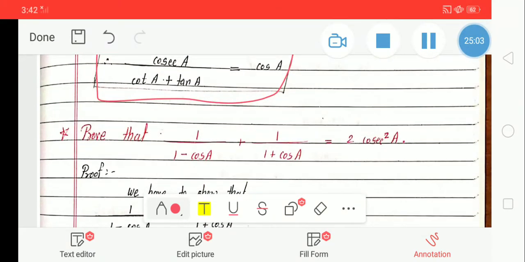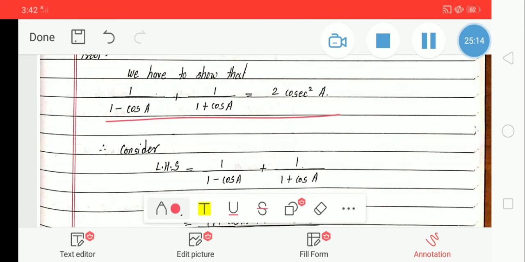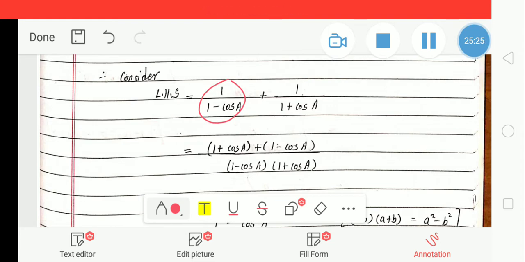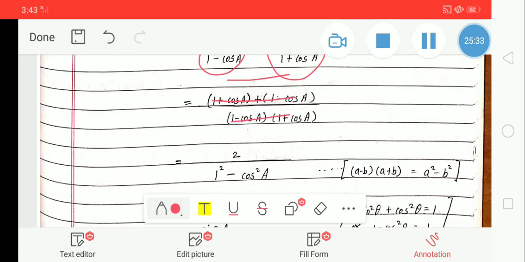Now prove that 1 upon 1 minus cos A plus 1 upon 1 plus cos A is equal to 2 cosec square A. To prove this one, again take LCM, 1 upon 1 minus cos A plus 1 upon 1 plus cos A. So now again multiply by this one, 1 plus cos A, and this one, 1 minus cos A. Now take the addition. So this is addition and this is multiplication. These are plus and minus, they both cancel, and 1 plus 1 is equal to 2.